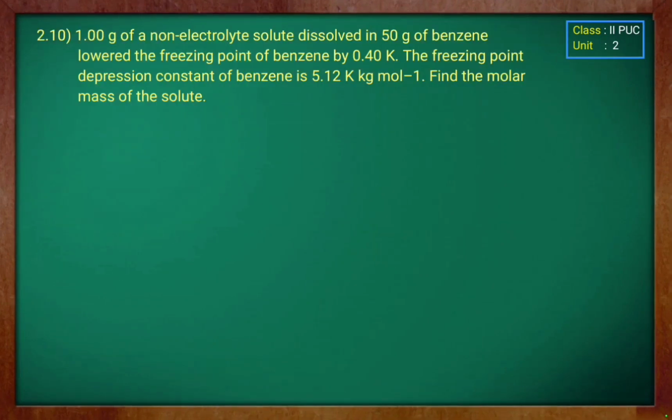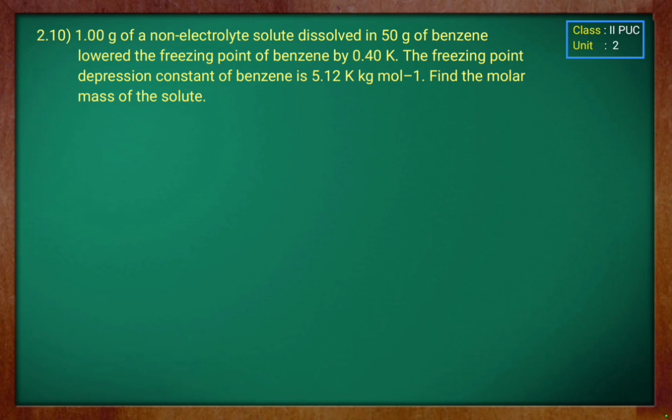Example 2.10. 1 gram of a non-electrolyte solute dissolved in 50 gram of benzene lowered the freezing point of benzene by 0.40 Kelvin. The freezing point depression constant of benzene is 5.12 Kelvin kg per mole. Find the molar mass of solute. So we will list the data that is given.